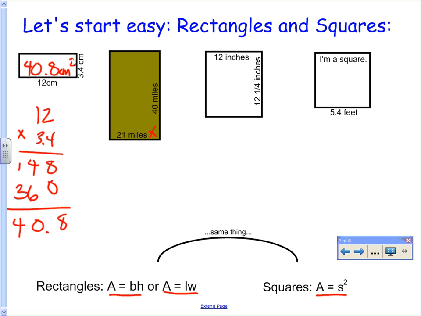We say squared because what we're really doing when we're finding area is finding how many little squares of equal size would fit inside of that shape.